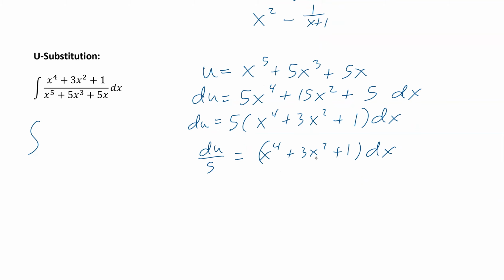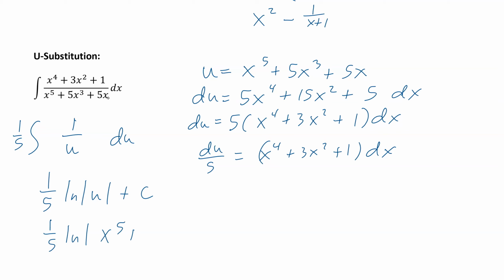So this would be 1/5 du over u. Now we got rid of the top, the x to the 4th, and our dx, and then we just replace the denominator with a u and we're ready to go. So 1/5 natural log of u plus C, and then we plug it back in: 1/5 ln of x to the 5th plus 5x cubed plus 5x, plus C.